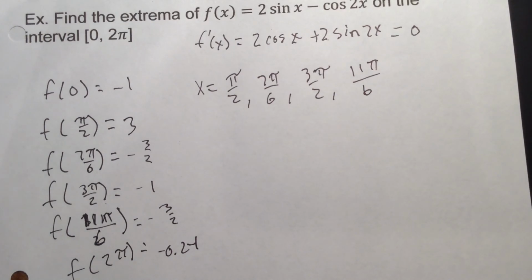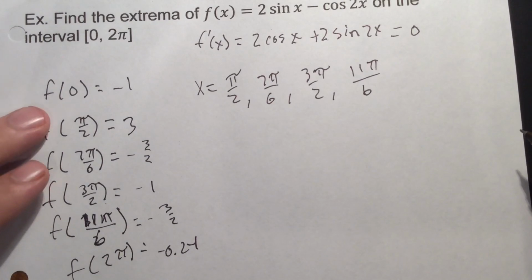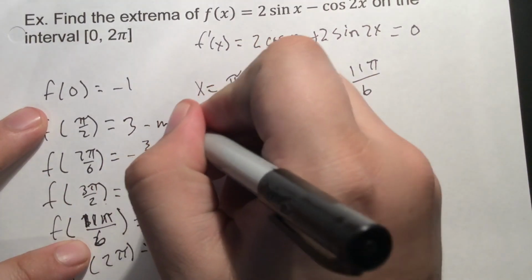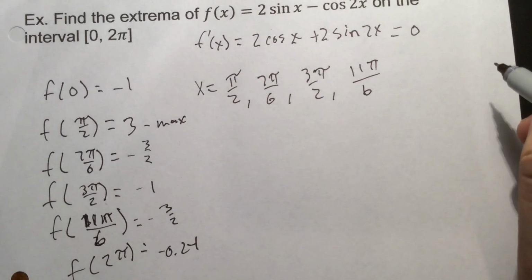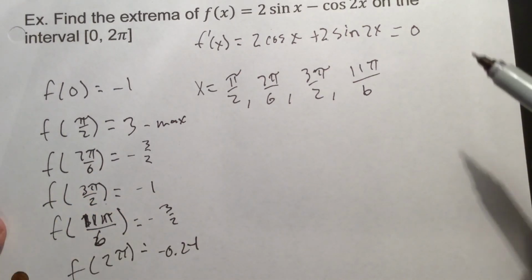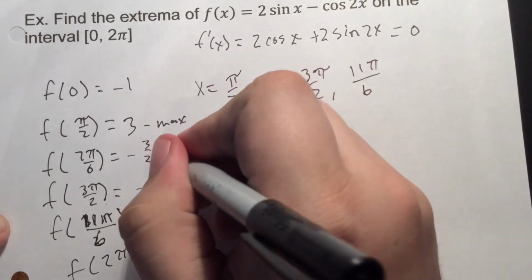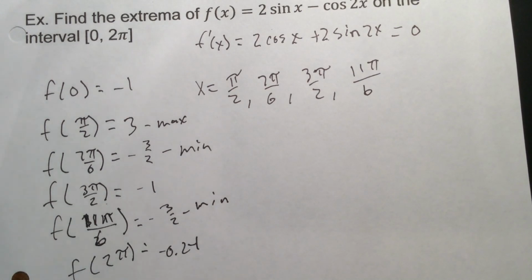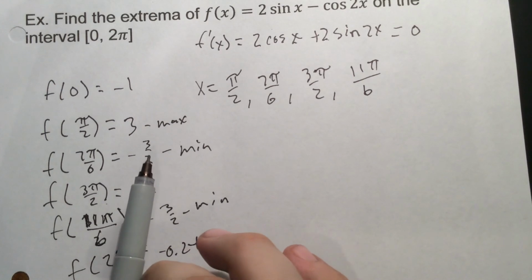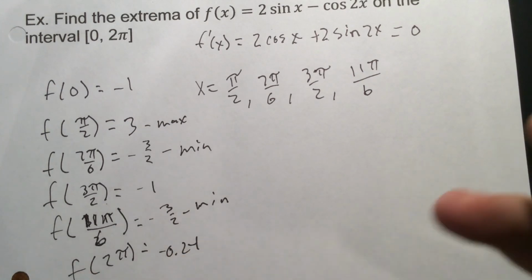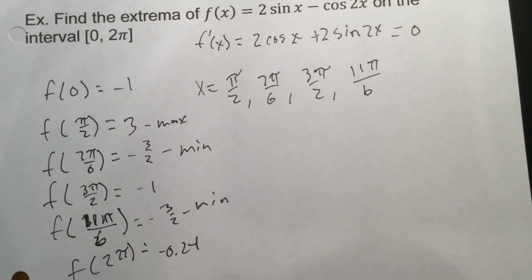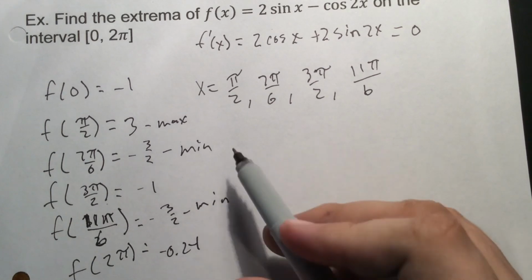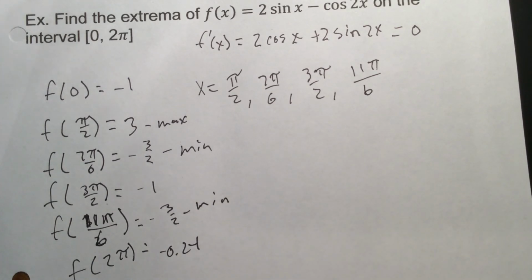So we have 3 here, which is well above everything else. So this is our max. -3 halves is our lowest. There's 2 of them, so there's actually going to be 2 mins in this case. The reason I want to show you this one is if you do get multiple mins or multiple maxes, that's okay. If there's more than one that is the same value, that's either your max or your min, you can have multiple. It's okay. So that's really what I wanted to show you with this.